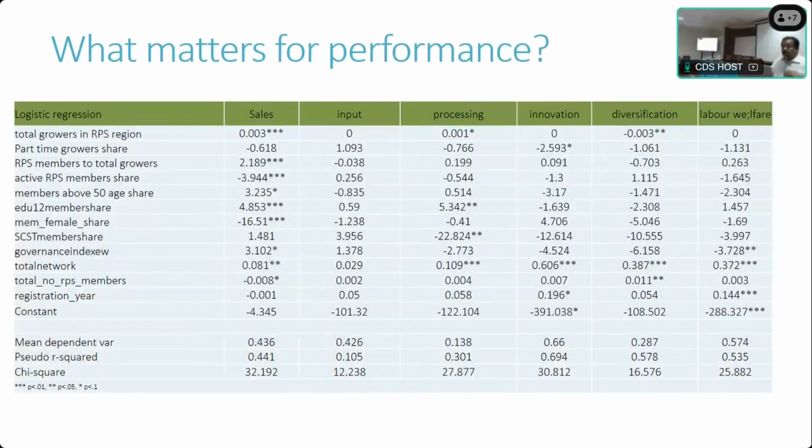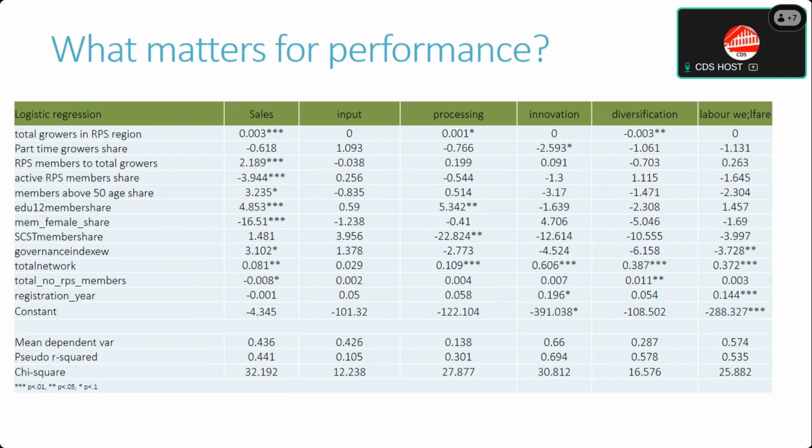Yeah, if you look at all those indicators again, we take the five different indicators in terms of the performance of the RPS: sales, input, processing, innovation, diversification, and the capability. Then we take all these factors together and run the following model, looking at the governance index which I have just shown, the network which I had shown earlier, and the degree of networks as another indicator. And then we have a large number of indicators which represent different aspects of the RPS performance.